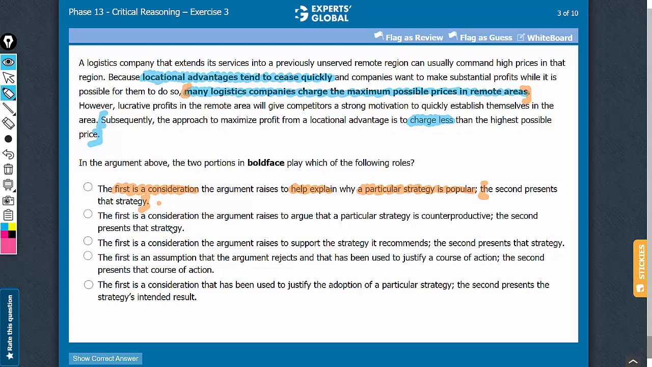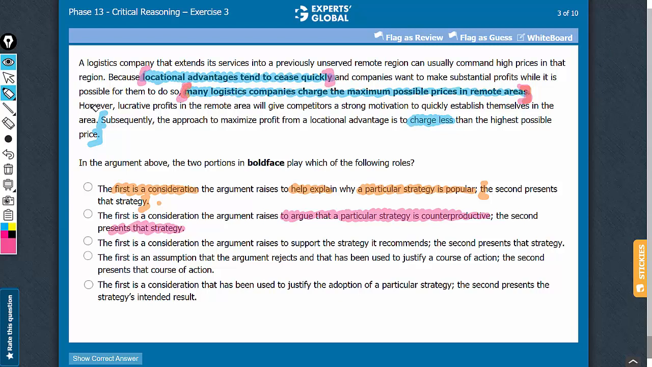The first is a consideration the argument raises to argue that a particular strategy is counterproductive. A very interesting answer choice. Many students will select this, but this is not the correct answer choice. See, this boldface has not been written to suggest that this strategy here is counterproductive. The first boldface has been written to support this second boldface. Yes, the argument overall suggests that the particular strategy in question is counterproductive, the strategy suggested by the second boldface, but it is not the first boldface that explains why this second strategy is counterproductive.